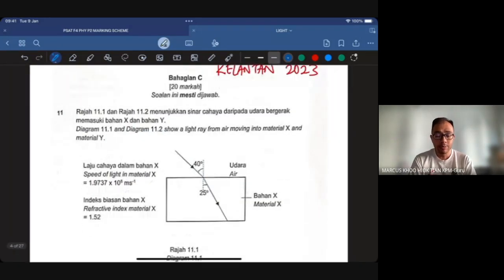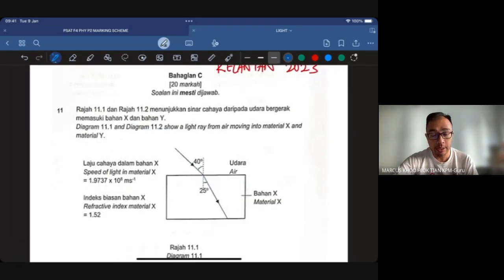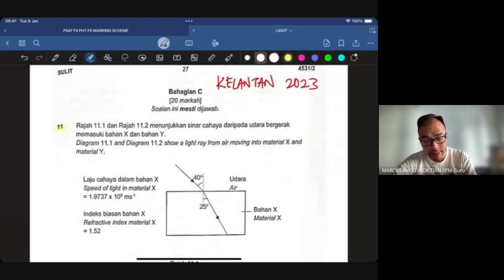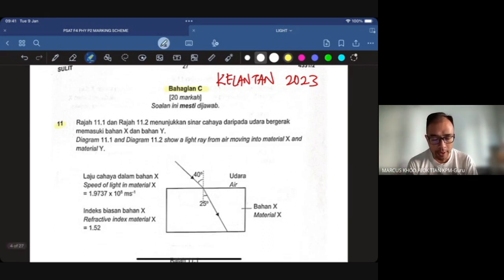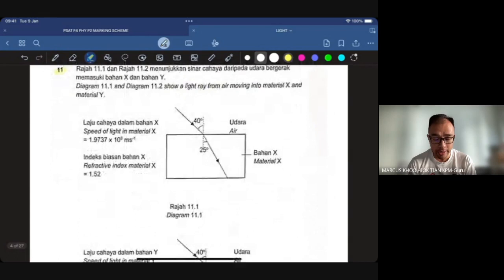All right, let's move on to Kelantan. Kelantan 2023. Take note that this is question number 11. This is a Section C question. So Kelantan 2023's question this year is maybe an important one for us, because it's an essay question. Diagram 11.1, 11.2 show a light ray, etc.